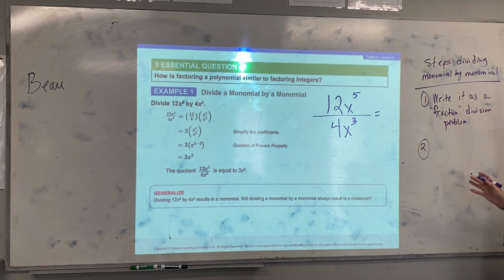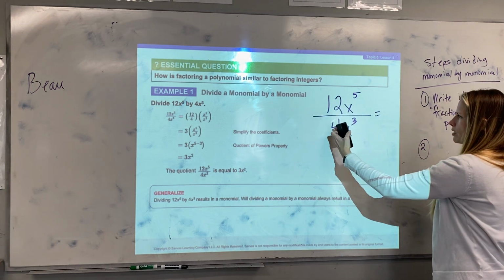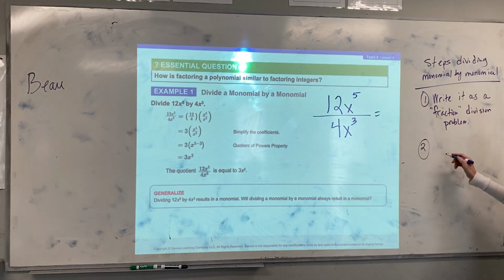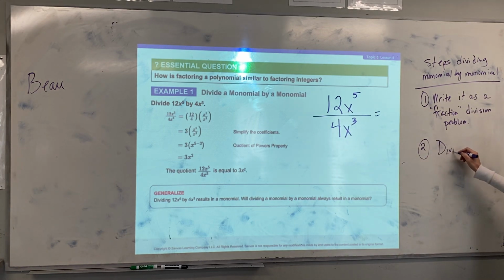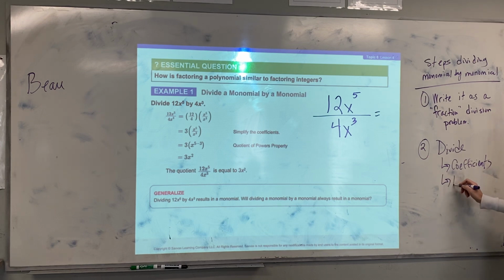Then we're simply going to divide, starting with our coefficients, and then doing the variables. So then we're gonna divide, but we're gonna start with coefficients, then variables.